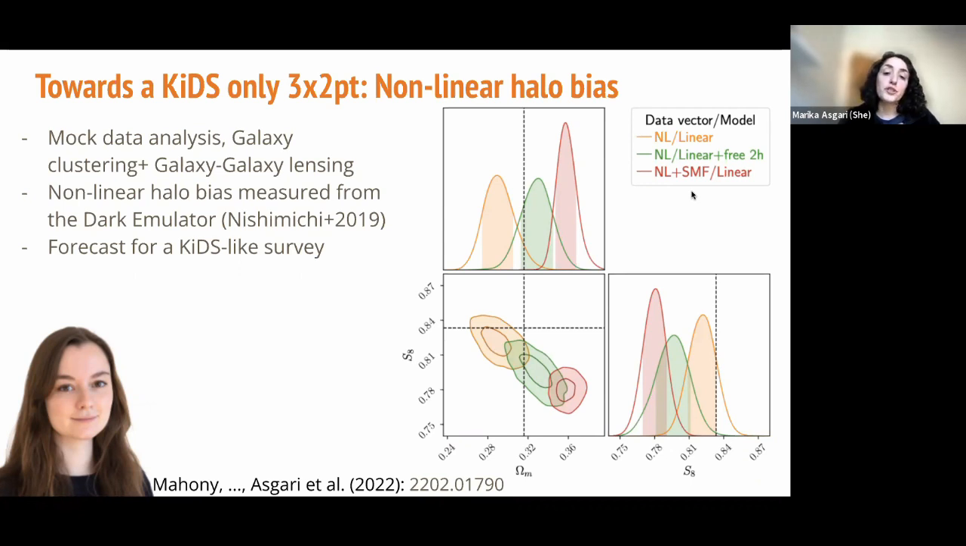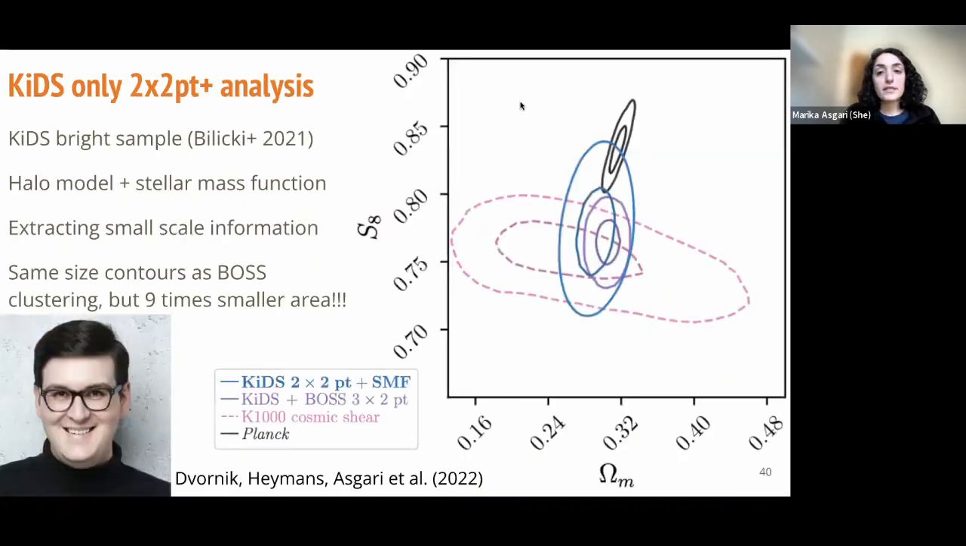And if you want to shrink your contours and get some information about how galaxies populate the halos, you need to add this extra information, and this is what we wanted to do with the actual KiDS data. So this shows that we really need to add the nonlinear halo bias to get unbiased results. Okay, so this is what we've done in this paper, which came out late last year.